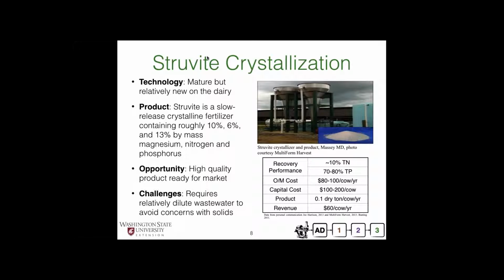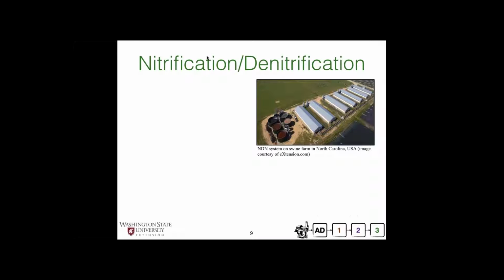And so again, focus mostly on total phosphorus. So we're at about the 10% total nitrogen and 70–80% total phosphorus. And now this is where we need to really focus on efficiencies and how we can improve the process, because the O&M costs versus revenue are not quite there yet. Okay, so the next one we'll look at is nitrification and denitrification.